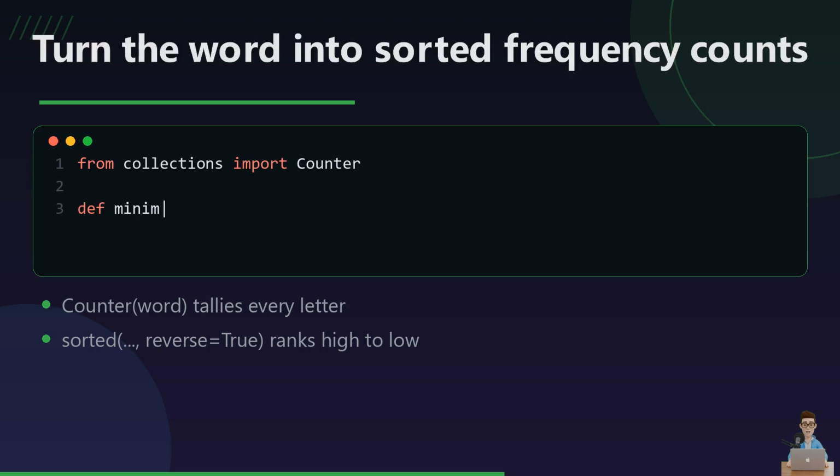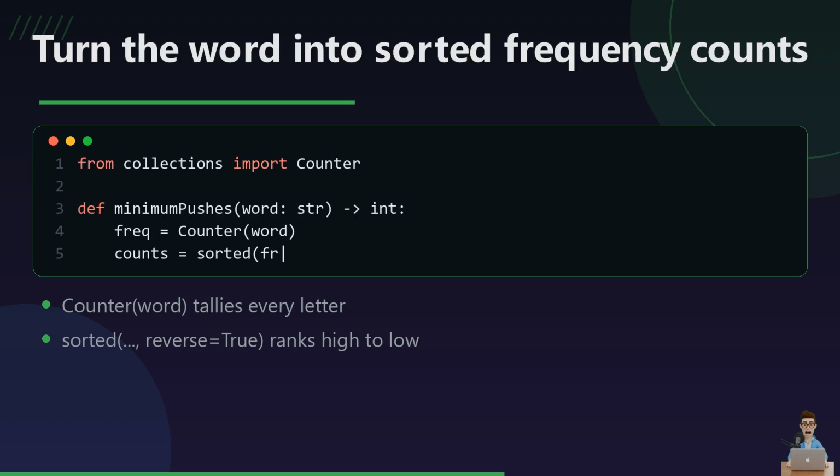Now let's translate what we just did by hand into actual code. Counter walks through the whole word one time and hands us back how many times each letter appeared. Exactly like the tiny example from before, where the counter told us a shows up twice. Then the dictionary's values give us just the counts themselves. We don't care which letter had which count anymore, only the numbers. Sorted arranges those counts from biggest to smallest, so the most common letters are lined up first. Exactly the order our frequency ladder needs.